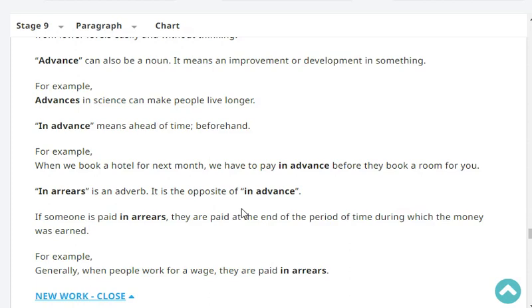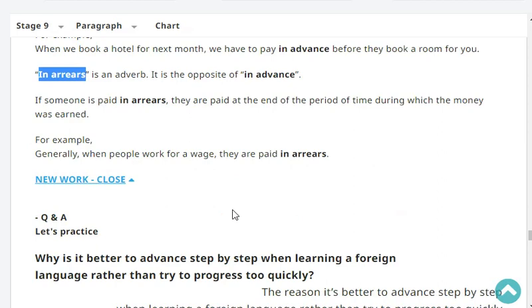In arrears is an adverb. It is the opposite of in advance. If someone is paid in arrears, they are paid at the end of the period of time during which the money was earned. For example, generally, when people work for a wage, they are paid in arrears. So it means they work first and then they get paid.